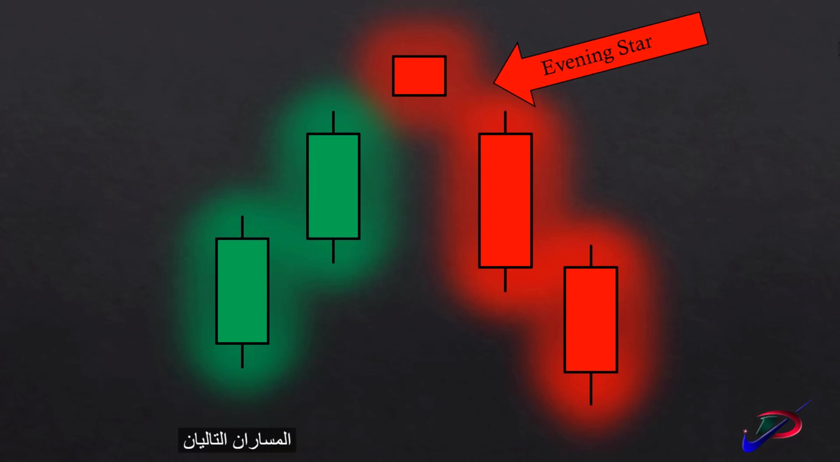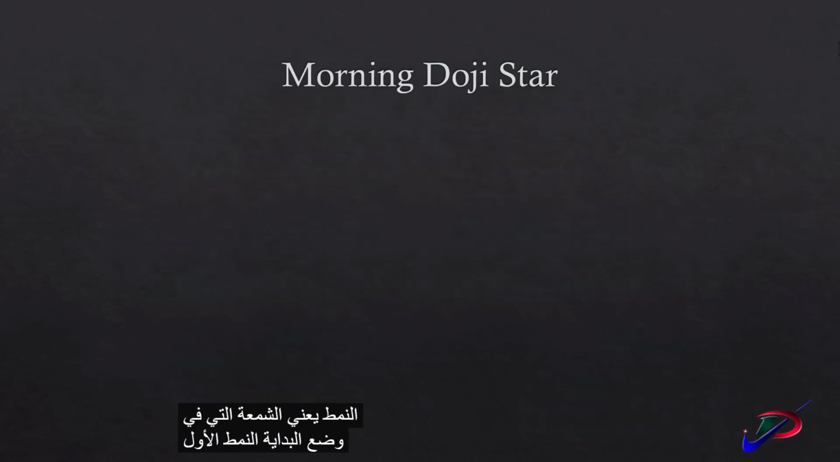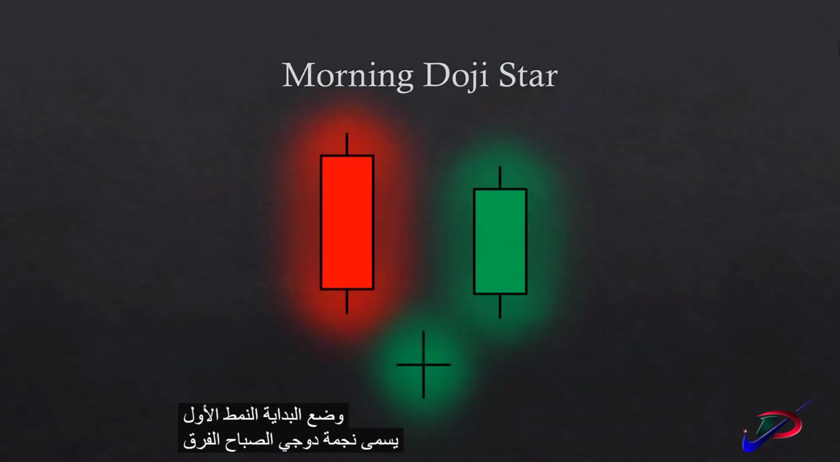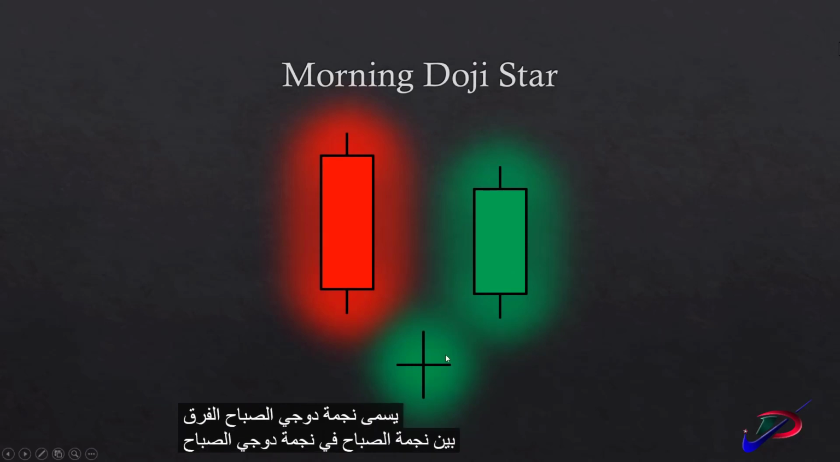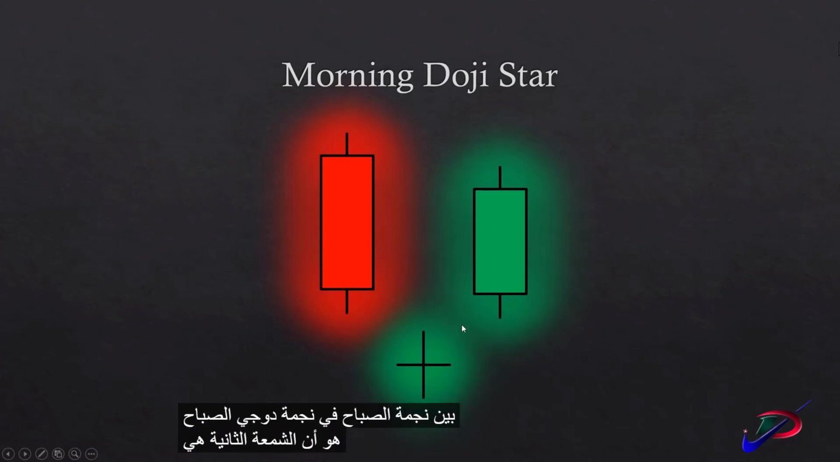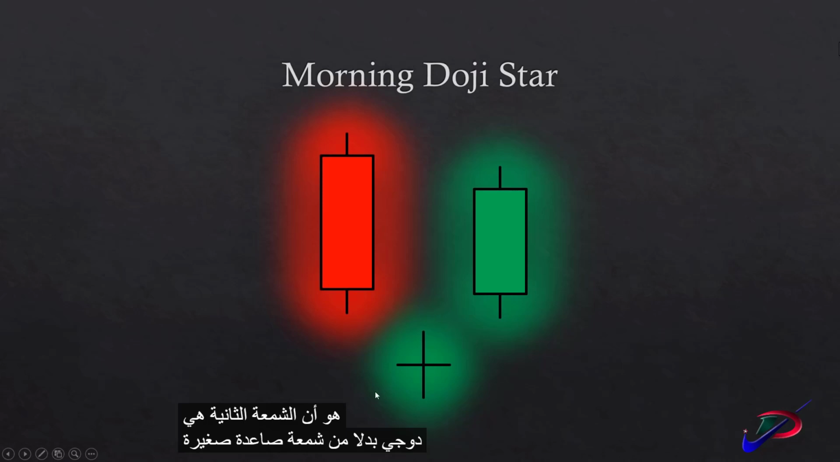The next two patterns are very similar to the morning star and the evening star. The difference lies in the shape of the second candle in the pattern, meaning the candle that is in the star position. The first pattern is called morning doji star. The difference between the morning star and the morning doji star is that the second candle is a doji instead of a small bullish candle.